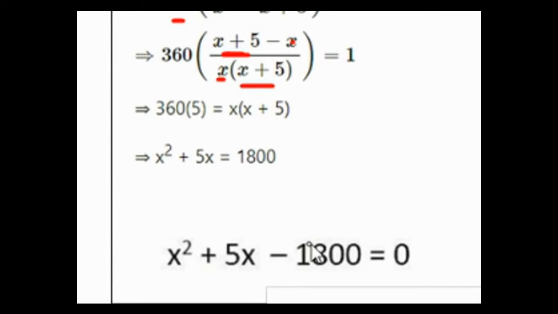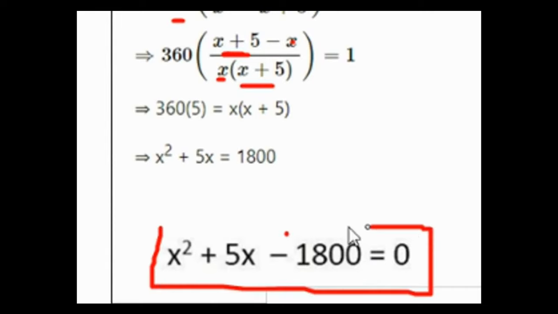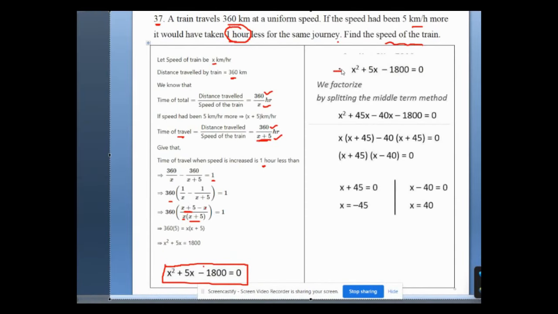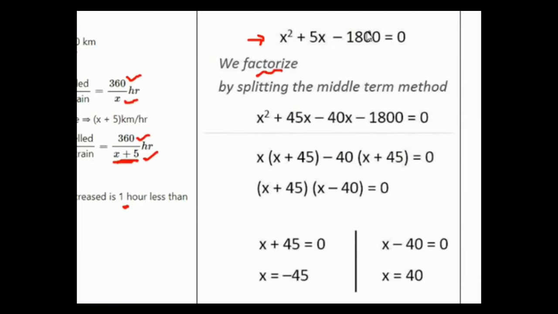When plus 1800 comes to the other side it will become minus 1800, and this is the quadratic equation in terms of x. Now we will solve this quadratic equation using the factorization method. So 1800 you have to split in such a way that if you multiply, we have to get 1800, and if you add or subtract, we have to get 5. So the two factors are 45 and 40. 45 times 40 is 1800. 45 minus 40 is 5.